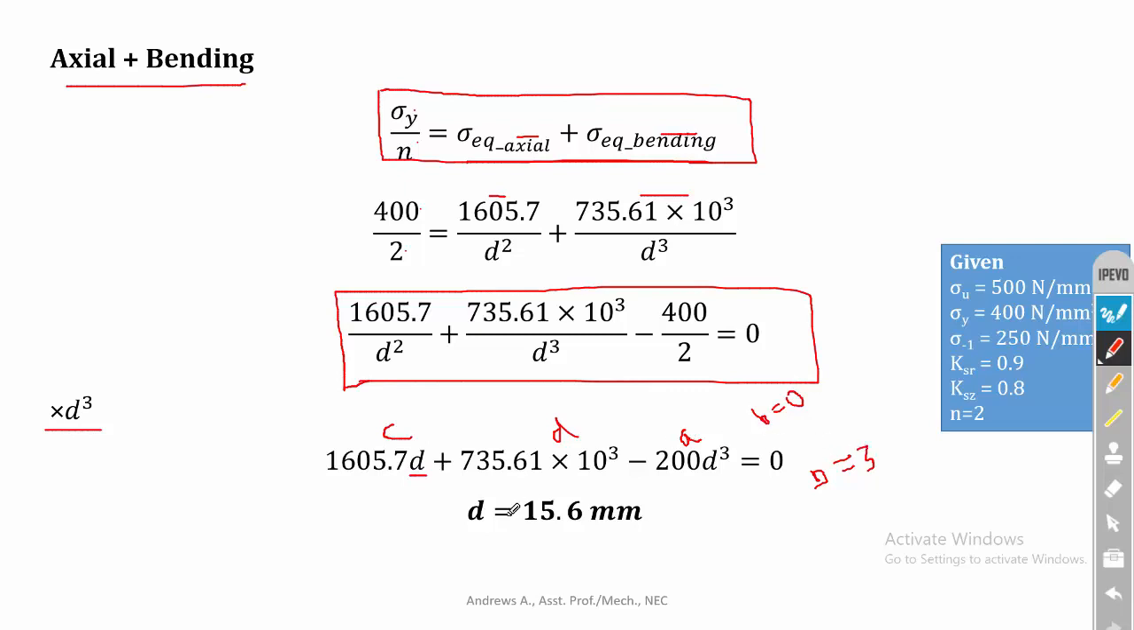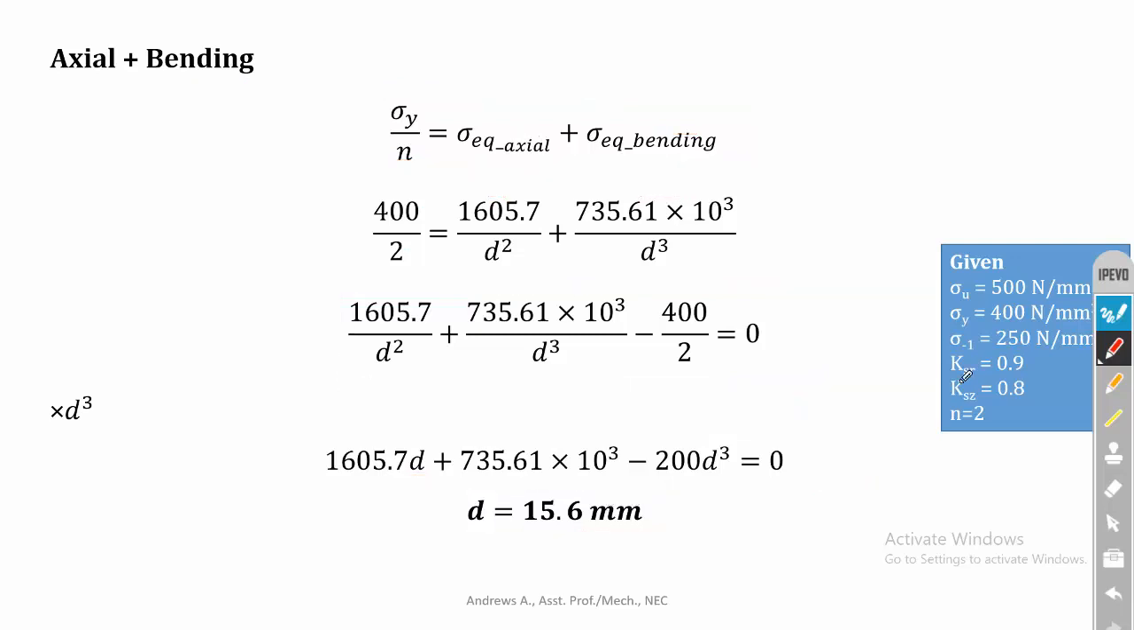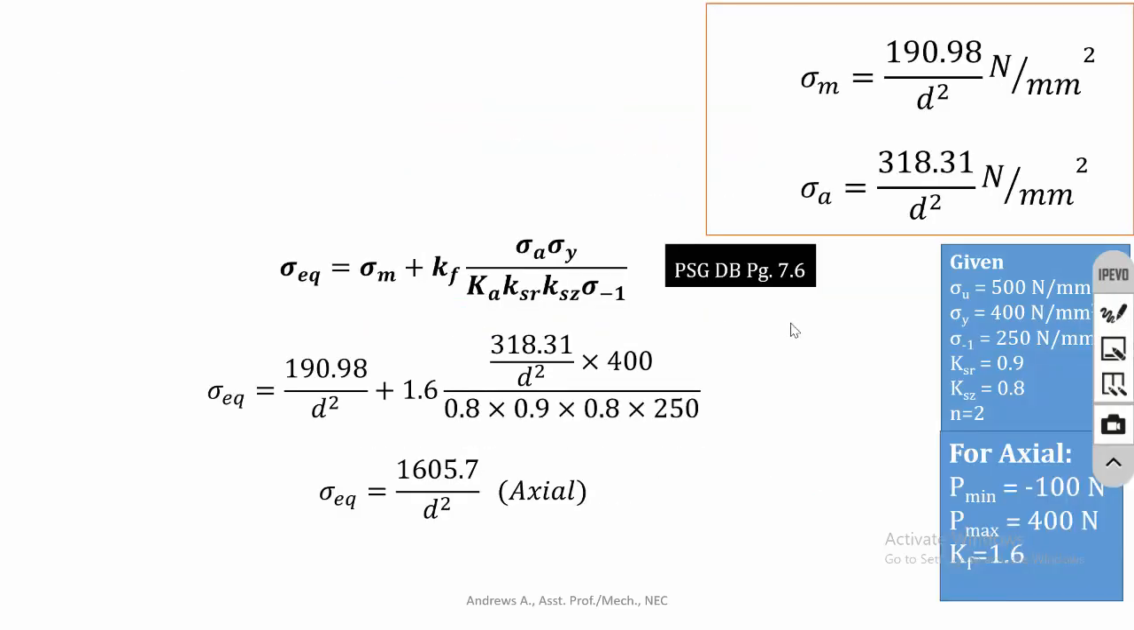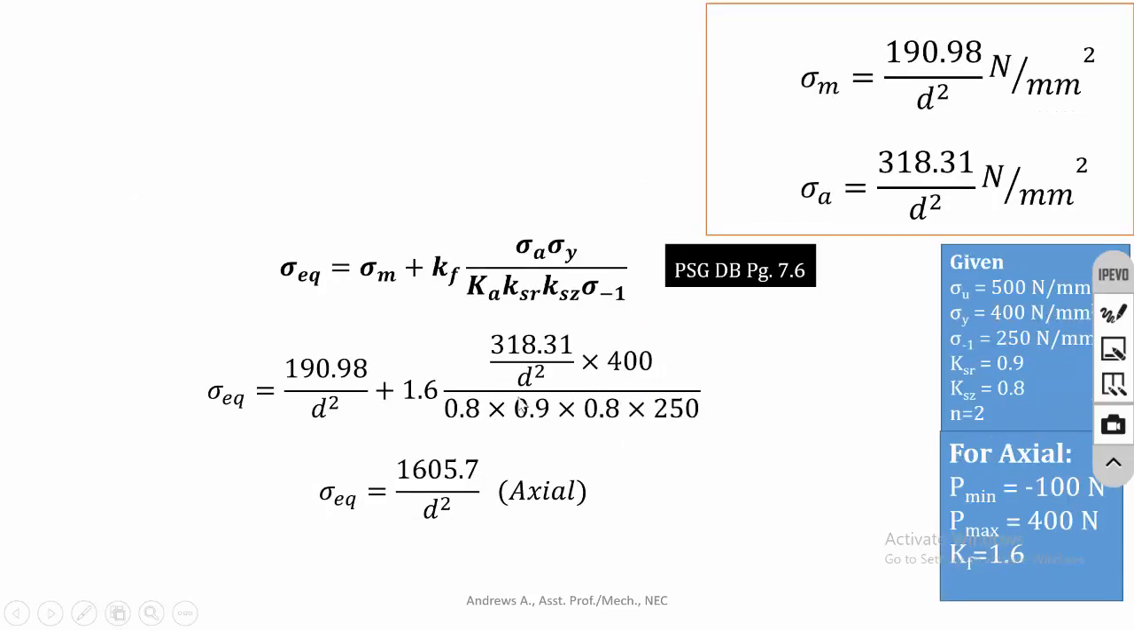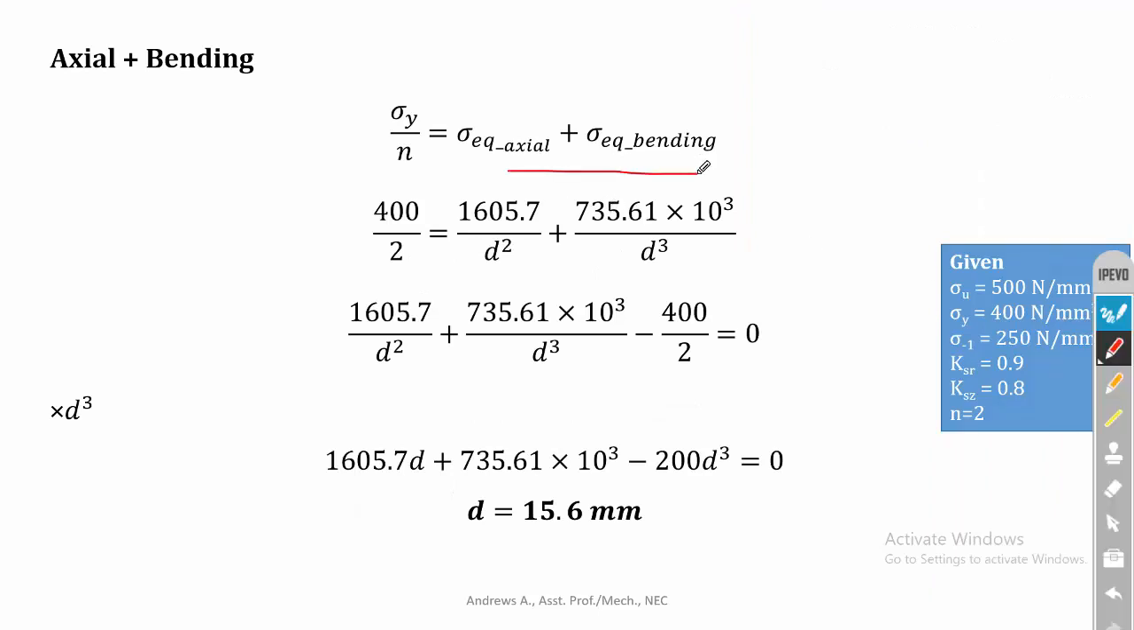After solving you will get 3 values, and from those values take the positive value. The remaining 2 values will be negative, so take the positive value. The d is equal to 15.6 mm. So this is how we have to solve this equation. First you have to calculate the equivalent stress for bending, then the equivalent stress for axial, and further you can add the equivalent stresses and equate with sigma y divided by n. So this is how you have to solve the problem.